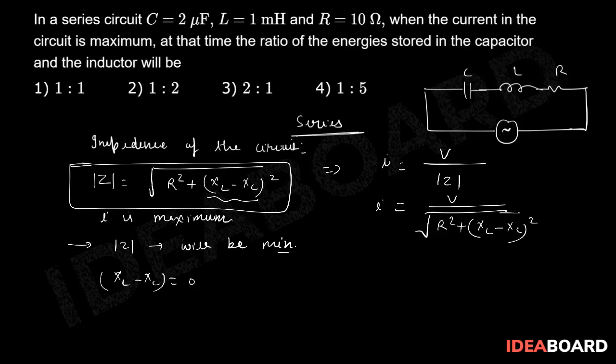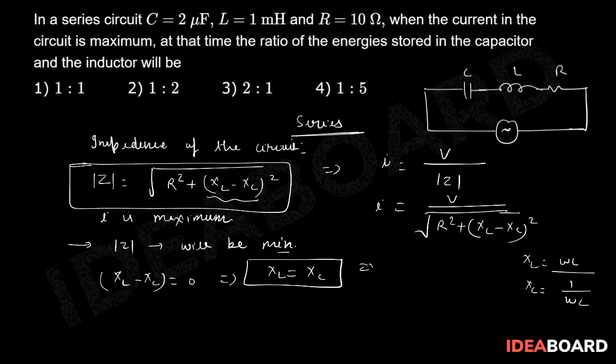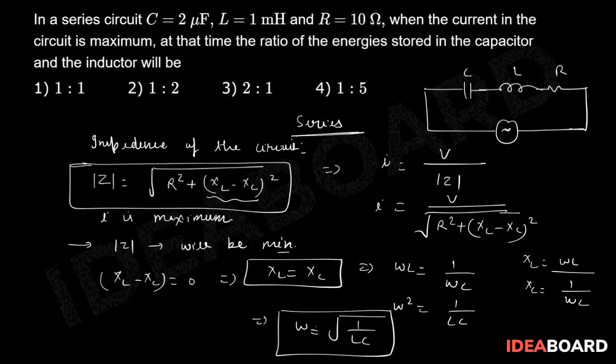That means this term is actually not contributing, means XL is equal to XC, and this is the condition of resonance also. Now as we know, XL is omega into L and XC will be 1 upon omega C. So omega L is equal to 1 upon omega C, that would give you omega square is equal to 1 upon LC. From there I get omega is equal to under root of 1 upon LC. This is the formula which we got.